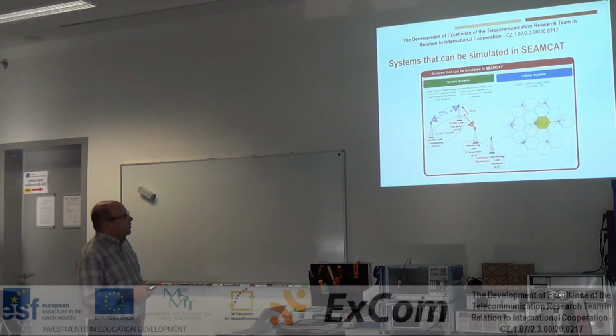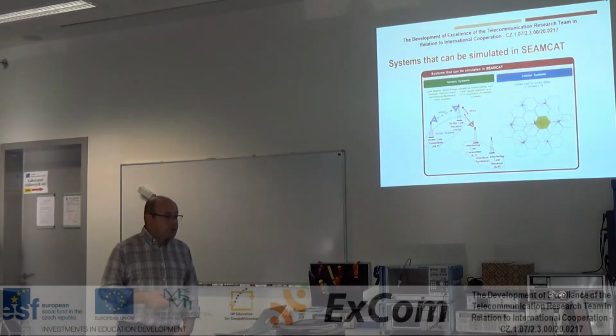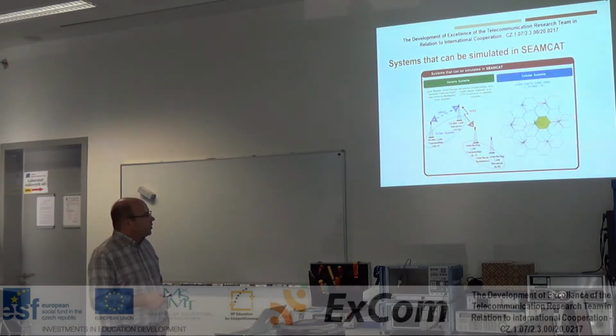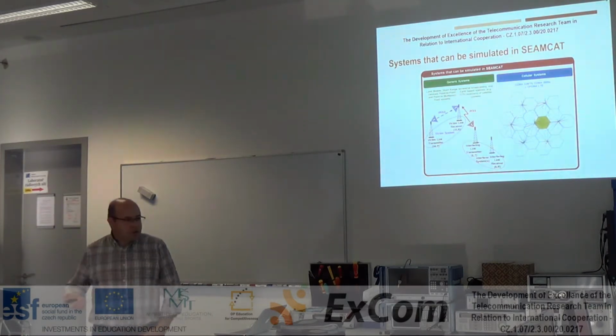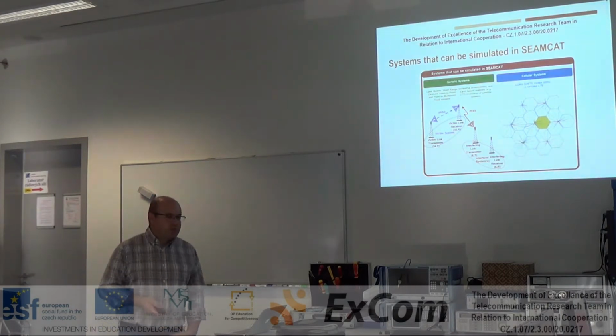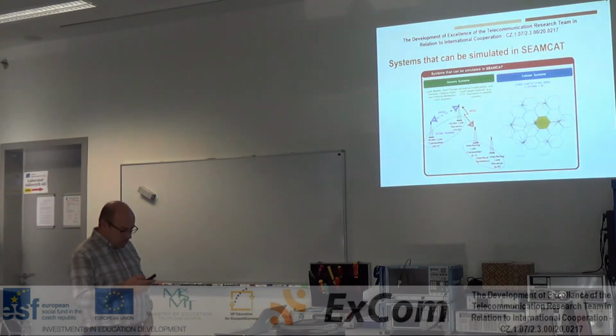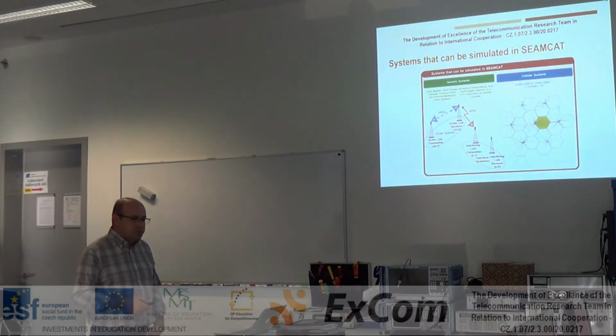Some of the examples are here. For example, a satellite system link can also be simulated here. On the other side, we can also simulate CDMA and OFDMA systems, cellular systems. Here, the location of the antenna is defined through a hexagon sheet, as we usually use for cellular systems, and the interference is computed using this approach.